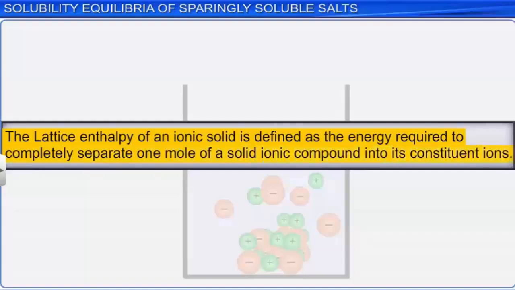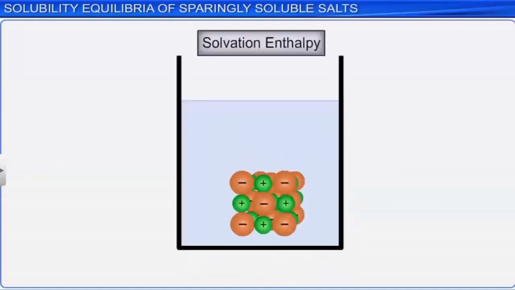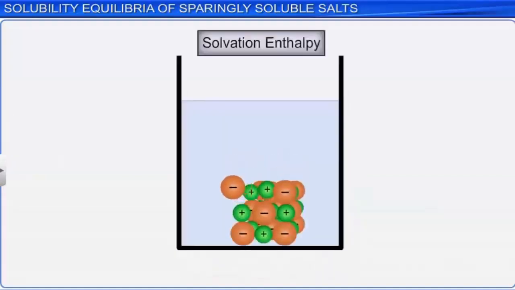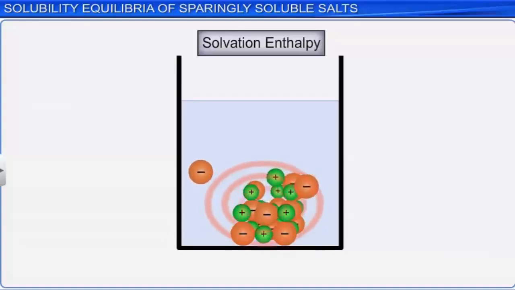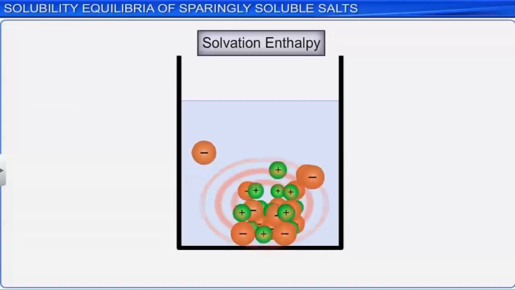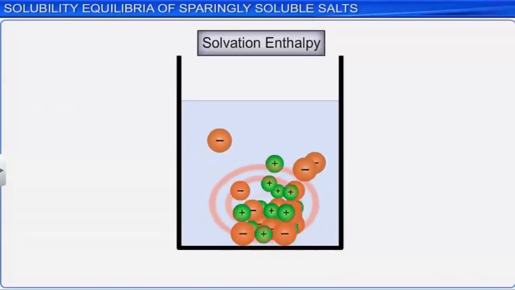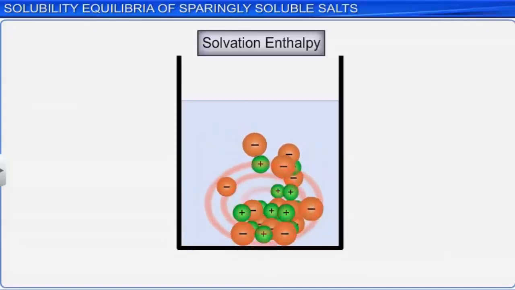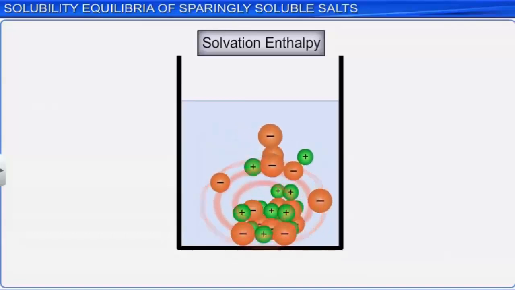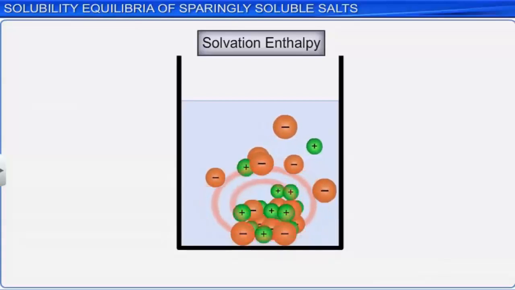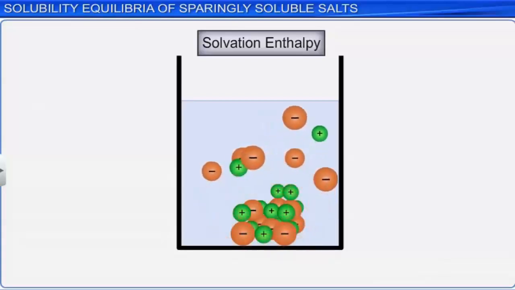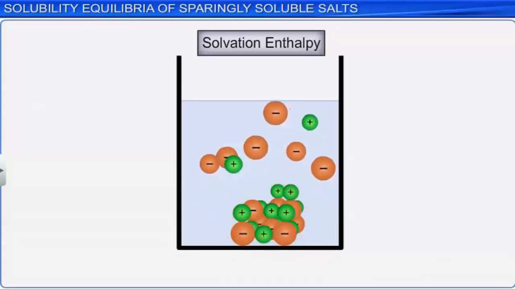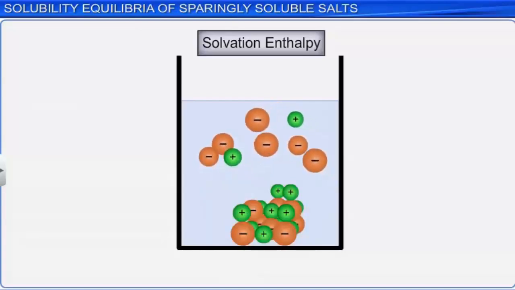When such an ionic solid is dissolved in a solvent, certain amount of energy is released. The amount of energy released when 1 mole of a solid salt is dissolved in a solvent is called the solvation enthalpy. In other words, the energy released during ion-solvent interactions or in the process of solvation is called solvation enthalpy.